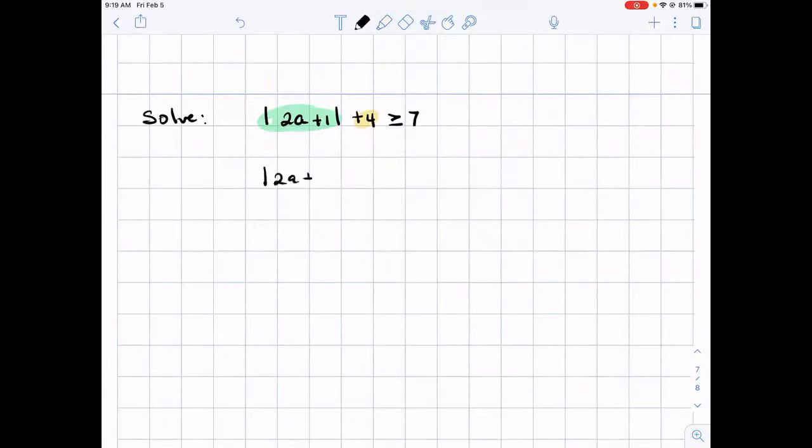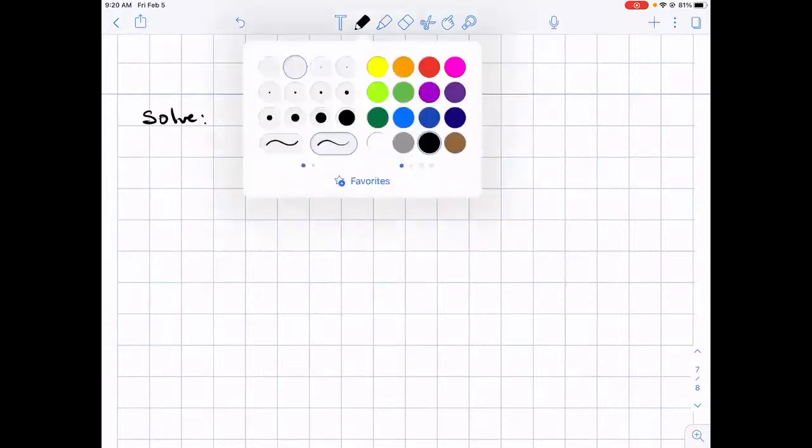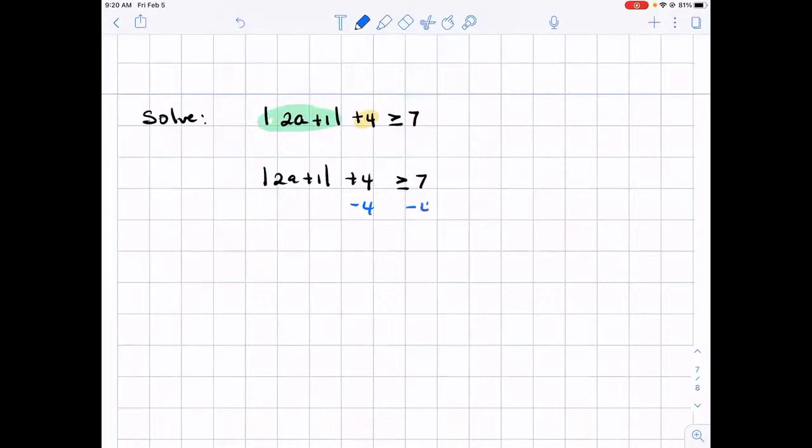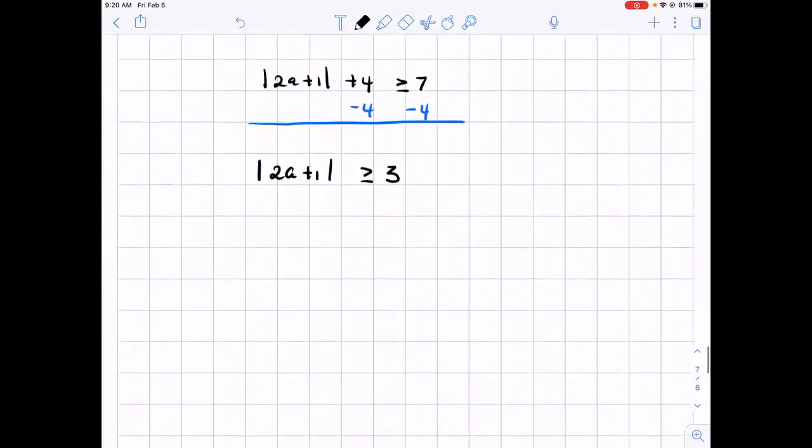So what we do, we minus 4 on both sides. If I do this, I have the absolute value of 2a plus 1 is greater than or equal to 3. Now my absolute value is isolated. I can split it and get my two problems, which is 2a plus 1 is greater than or equal to 3, and 2a plus 1 is less than or equal to -3.